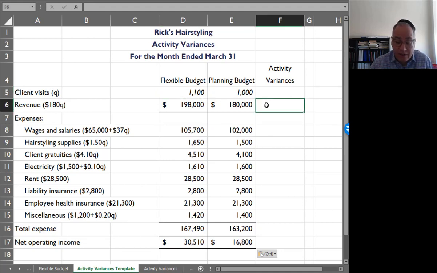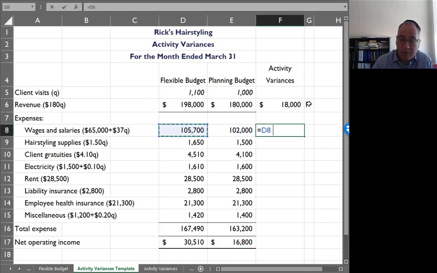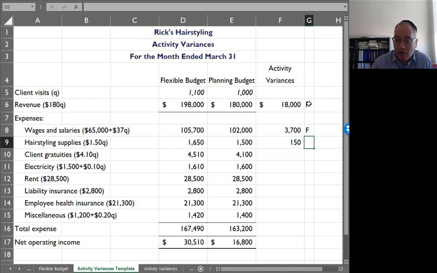So now let's see what kind of variances we would have. We would expect revenues to go up by $18,000, and that would be favorable. We would expect wages and salaries to go up by $3,700, and that would be favorable. We would expect hairstyling supplies to go up by $150, client gratuities to go up by $410, and electricity to go up by $10. I'm sorry, these would all be unfavorable. Expenses increasing are unfavorable.